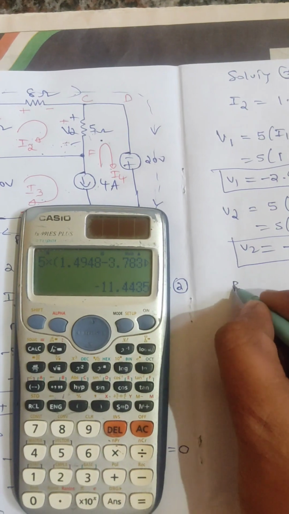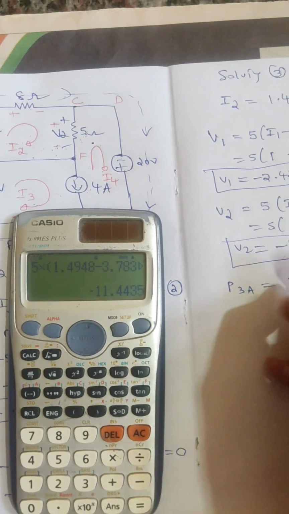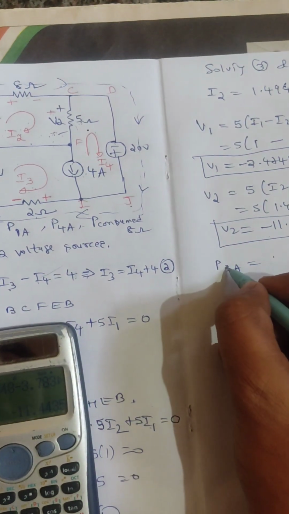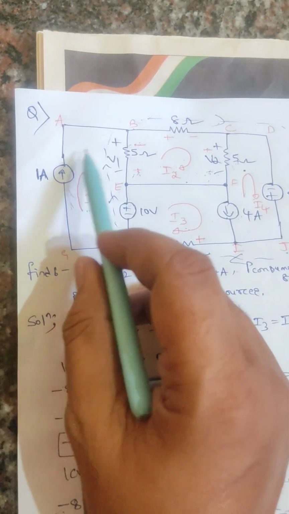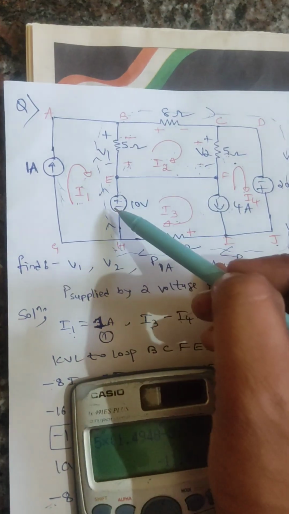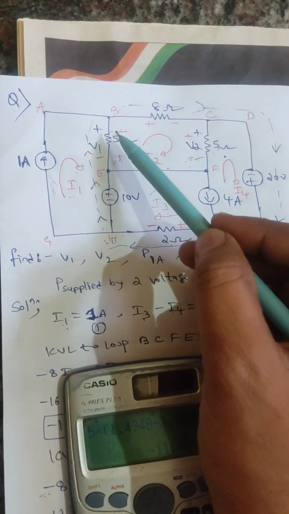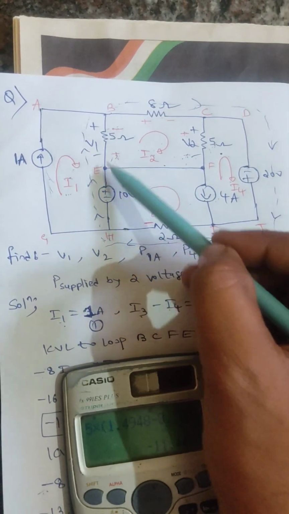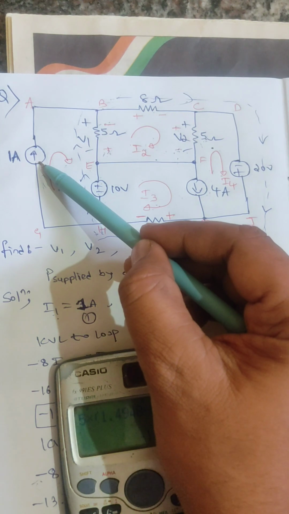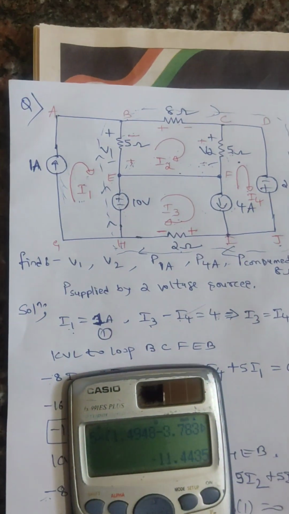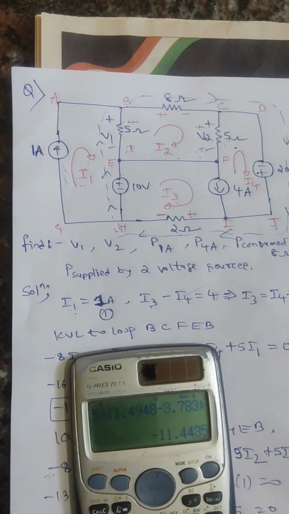After that, the power supplied by the 1 ampere source. Across this current source from point H to P, these two are connected in series. Got it? You already know the voltage across this resistor and the voltage of this source. By adding these two voltages and multiplying by the current, you will get the power supplied by this 1 ampere current source. So I'll write the value of current, 1, into the voltage, 10 volts plus, what is the value of V1?